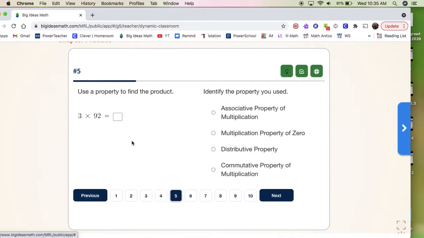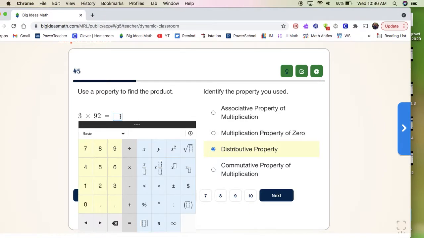Moving on to number 5. We're going to use a property to find the product. Anytime you have something like this, you're more than likely looking at the distributive property, okay? Because what they're wanting you to do is just like we did on the other two. We're going to say 3 times 90 plus 3 times 2. So if it'll let me do that, I'm going to try.